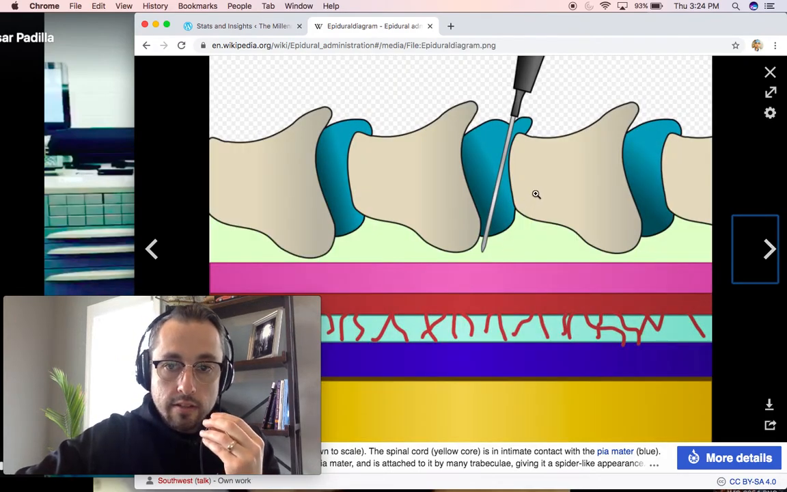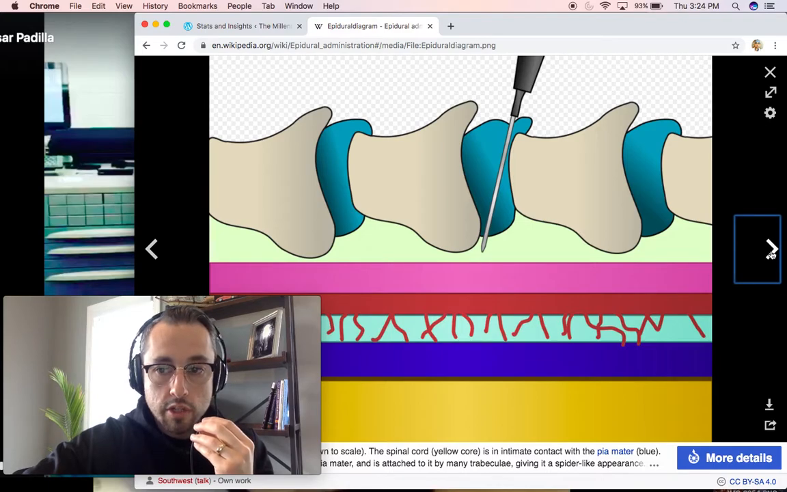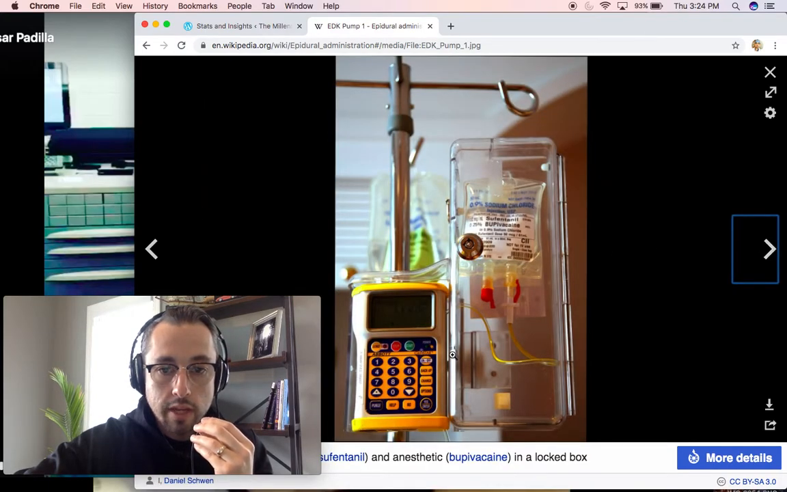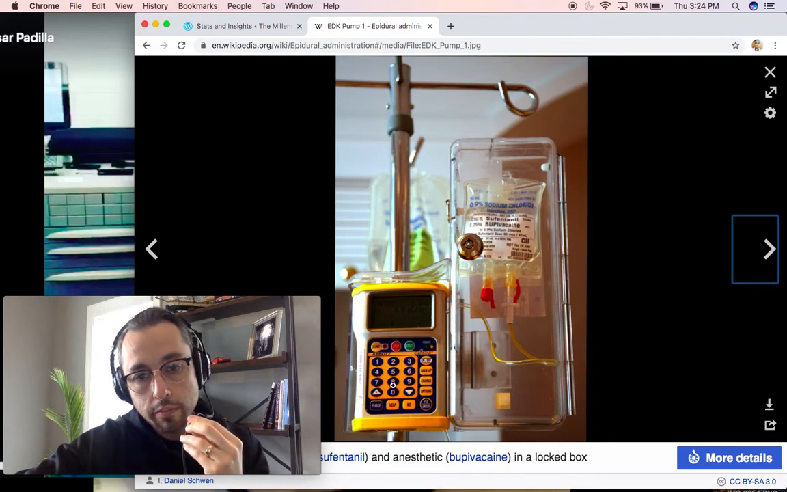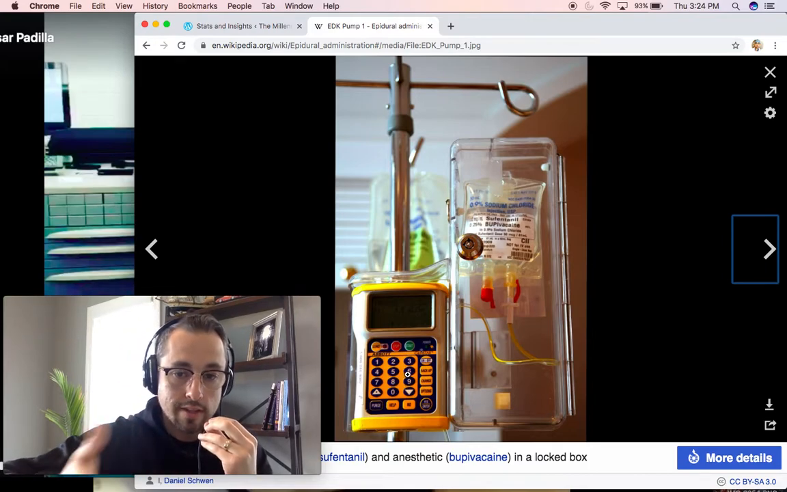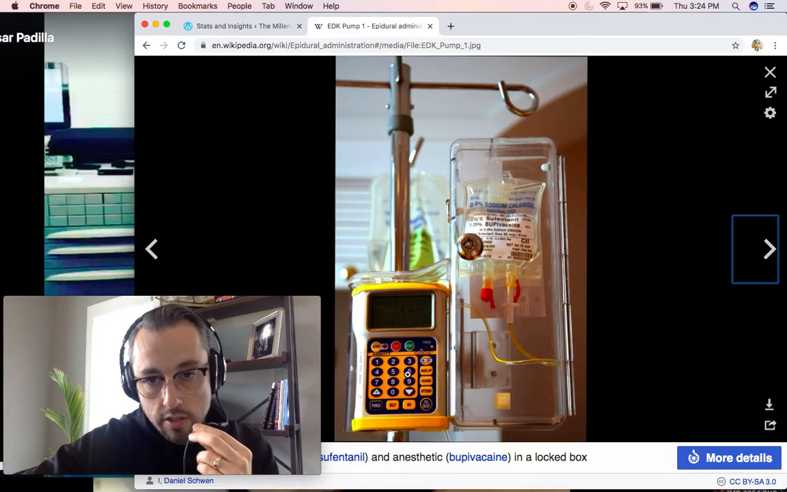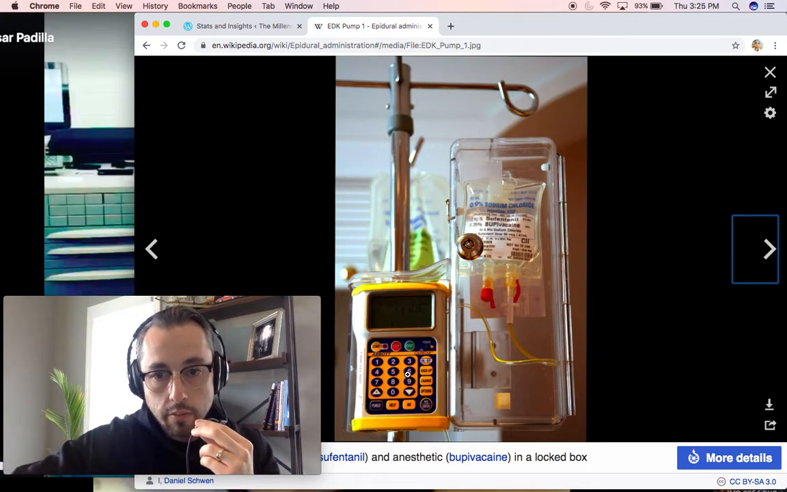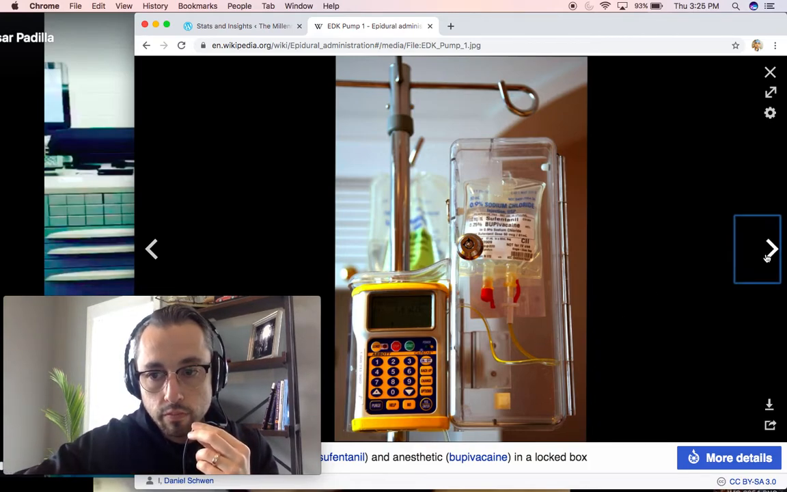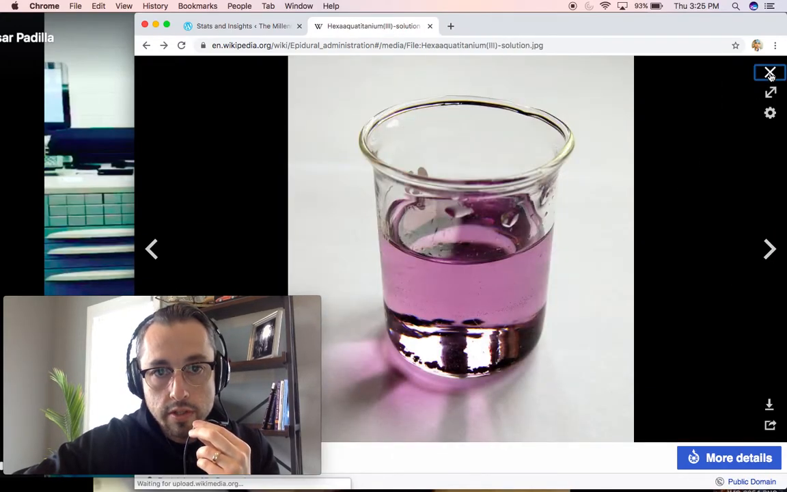This is from a different angle, but basically the needle is going through the spinous process, and again, you're approaching this space called the epidural space. This is your pump. And again, these images are from Wikipedia, and these pumps are programmed to deliver anesthetic usually at a continuous rate, meaning it just continuously goes, or it's giving medications in a pre-programmed infusion. Okay, those are all our images there.